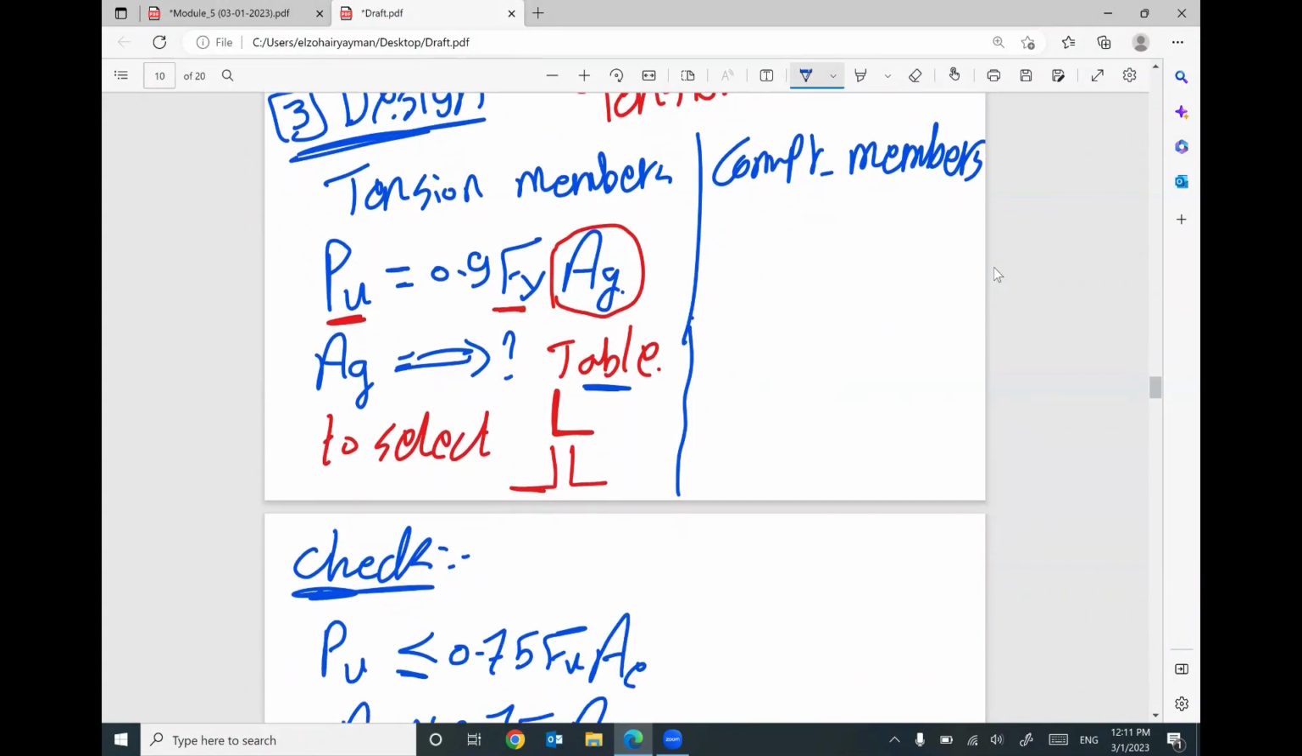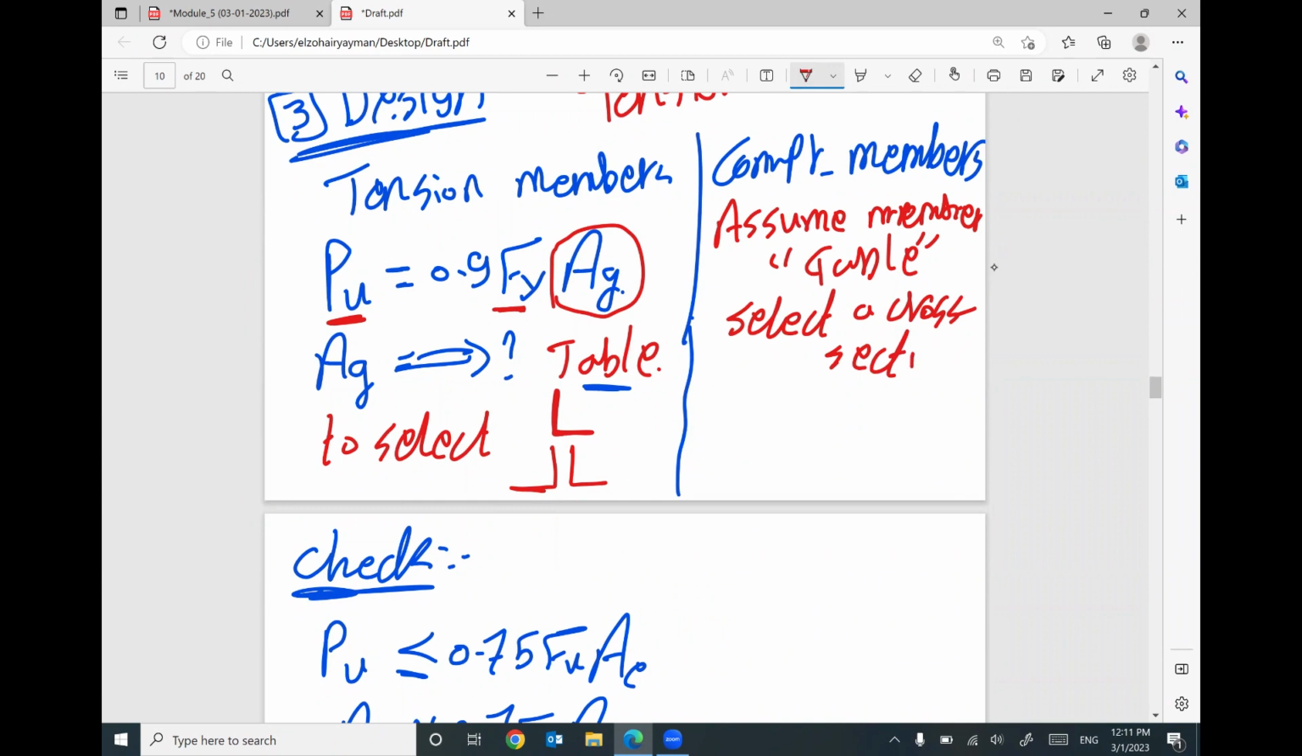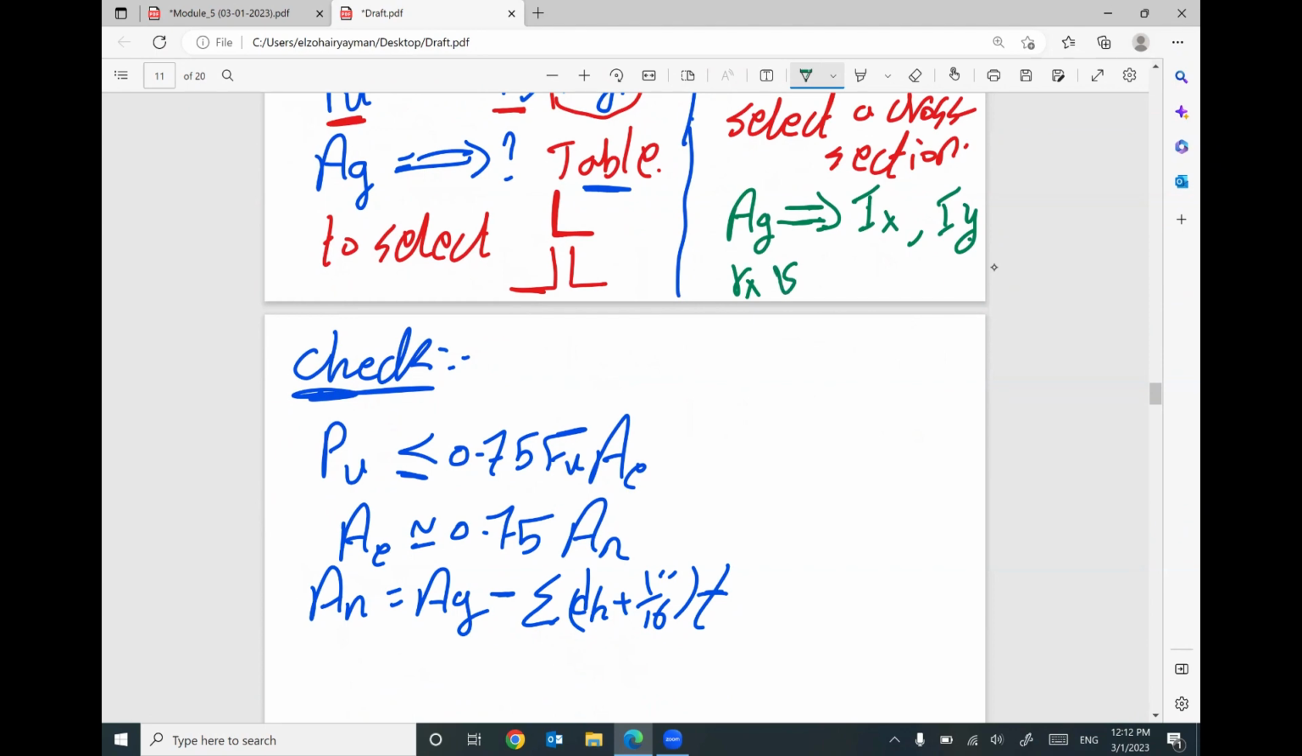Last meeting, we started to design a compression member. The first step, I'm gonna assume a member. I'm gonna open my table and select a cross section. Unfortunately, we don't have a guide for compression members. I'm gonna assume from the beginning a cross section. So this cross section has area gross. This cross section has section properties Ix, Iy, rx, and ry.